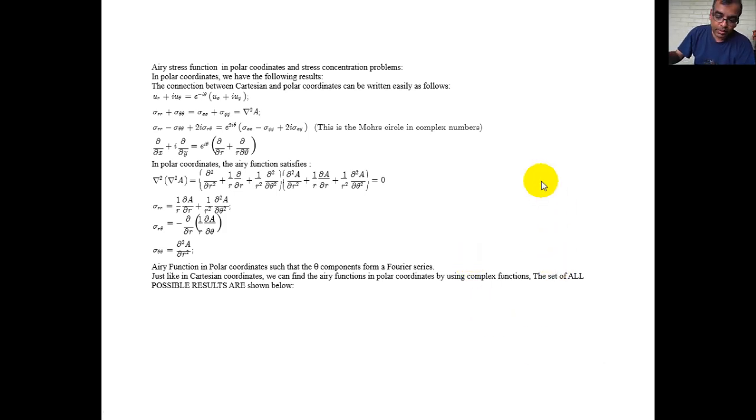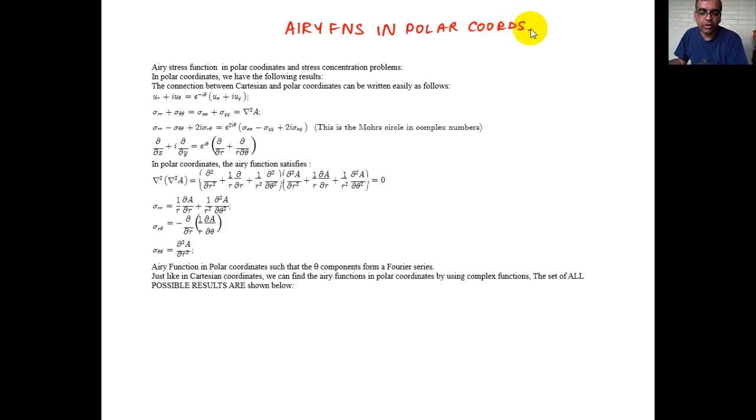Okay, well, welcome. Today we are going to talk about how to do Airy functions in polar coordinates. And I'm sure you're groaning, oh God, what am I going to do and all that. No, it's actually in polar coordinates, Airy functions are easy, much easier than in Cartesian coordinates. So things are very, very nice. I want you to be assured of that.